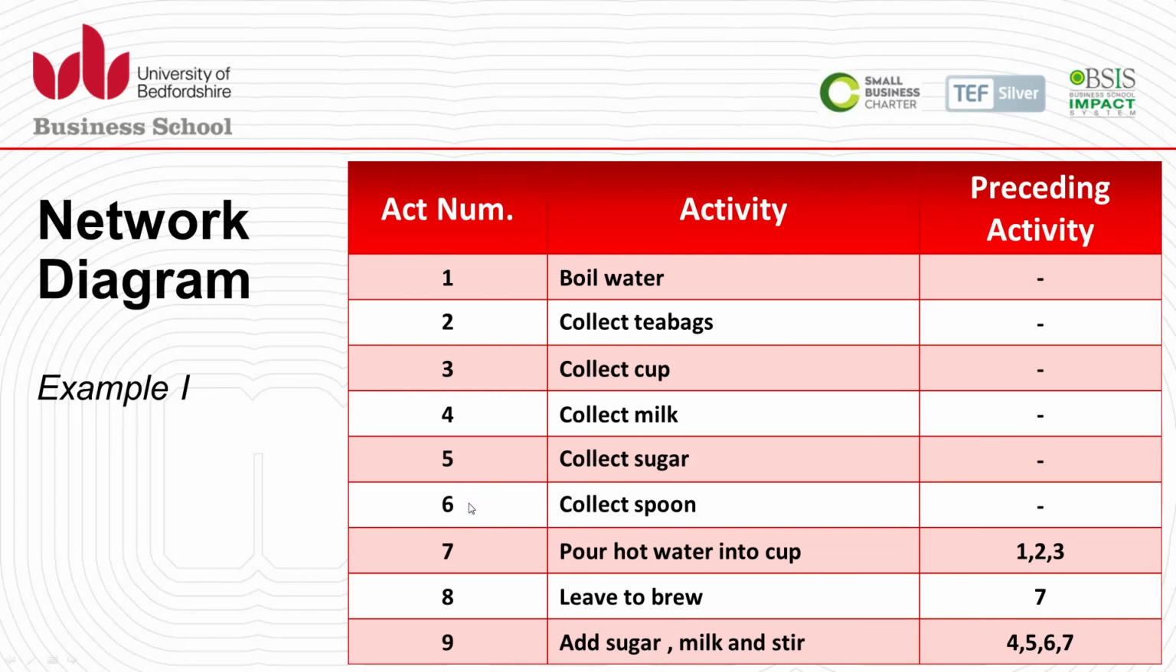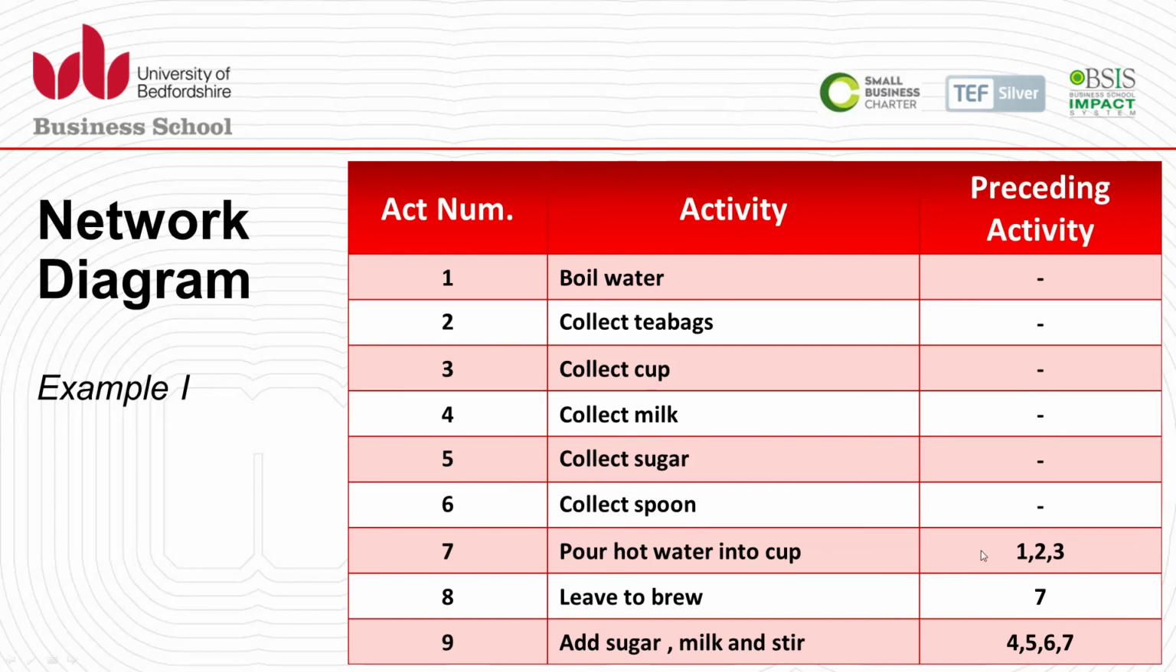You can see here that activities 1 to 6 have no precedent activity. So there is no activity that they have to be dependent on, and there is nothing mentioned here. However, activity 7 has a precedent activity. Pour hot water into cup can only be done if we know the boiled water is there, the tea bag is collected, and the cup is there. So these 3 activities are quite important to be done before we pour water.